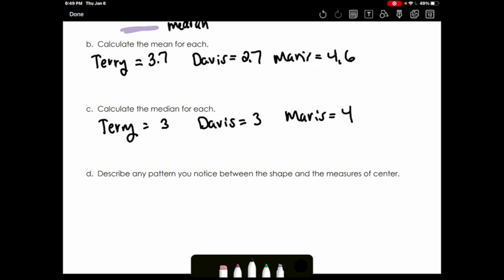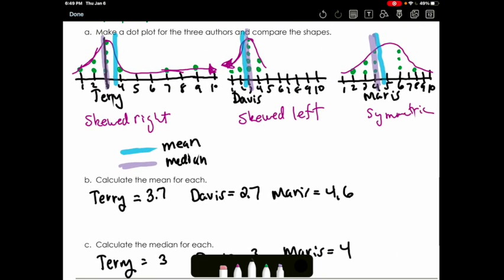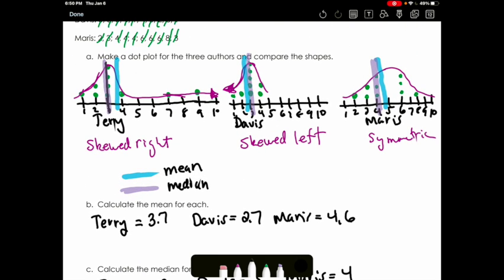Okay, now for part D, it says describe the pattern you notice between the shape and the measures of center. So this is where we're going to make our connection with the shape of the data and the median and the mean. So the first thing we notice is that the mean and the median is always going to be close to that mound if there's a peak. Okay, because that's supposed to be where the data is concentrated.